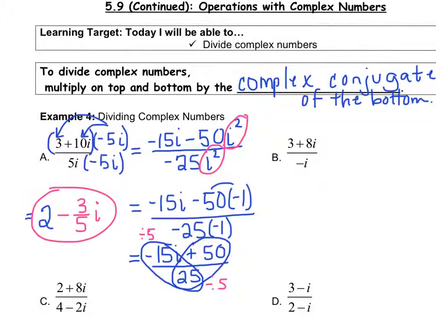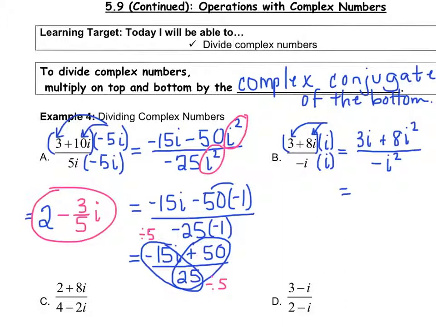Let's try B. We'll start off by finding the complex conjugate of the bottom, which, if we have negative i, will be positive i. So we'll multiply on top and bottom by that. So we have to multiply everything. 3 times i is 3i. 8i times i is plus 8i squared. On the bottom, negative i times i is negative i squared.